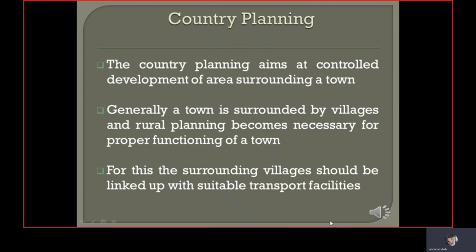Towns are usually surrounded by villages and sometimes cities. So rural planning becomes essential for the proper functioning of the town. The objective of country planning is to control the development of areas surrounding the town. These villages should be connected to the town by the provision of road network and transport facilities as well.